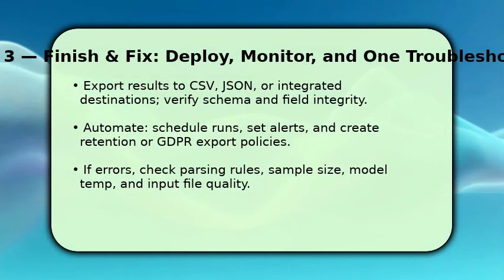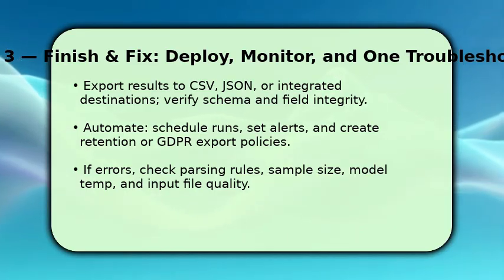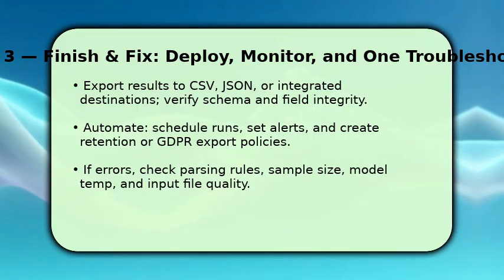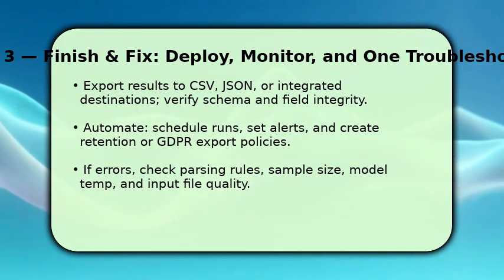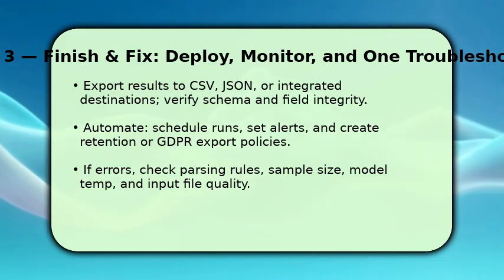You finish by exporting and automating the cleaned outputs. Choose CSV or JSON and confirm field names and schema match your downstream system. Once exported, set schedules and alerts for ongoing jobs, add retention or compliance policies, and document the pipeline.